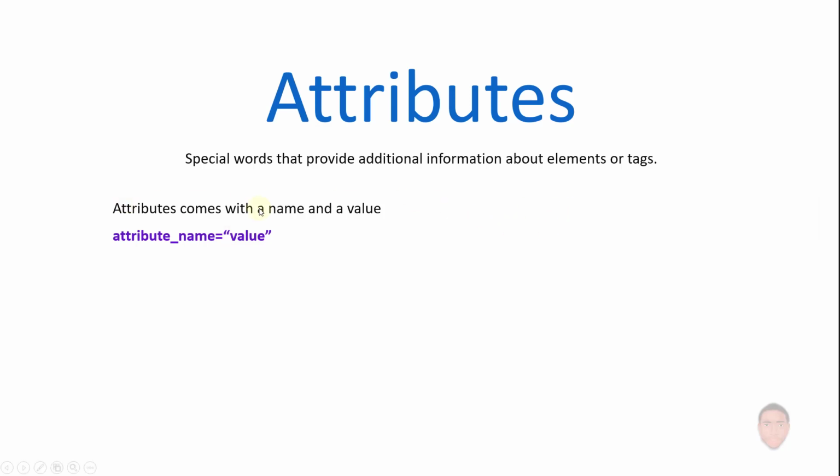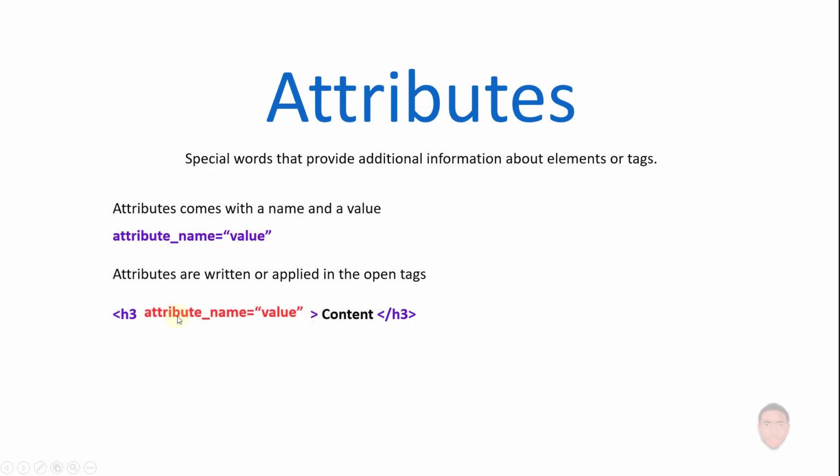So how do we then write attributes? Attributes are written or applied in the open tags. For example, I have an h3 tag here that has the opening, it has some content, and then it has the closing tag. Now inside the open tag, you can see I left a very huge space. This is where we usually write our attributes. You'll notice that in the opening tag, we still have one of the angle brackets at the end here. So there's a big space, and then we just write our attributes like so. We write them in the open tags.